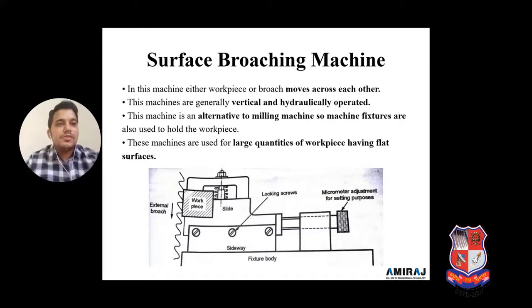And the surface broaching machine. This surface broaching machine is particularly used for outer surface machining purposes. It is available in both horizontal as well as vertical, but it is particularly used for final finishing or proper accuracy purposes, for a large quantity of workpieces having flat surfaces. So for the final output, final tolerance achievement, final accuracy and quality purposes, we are using a surface broaching machine.